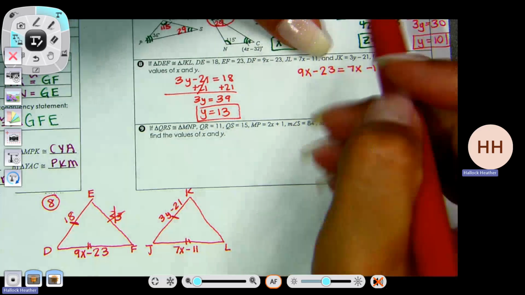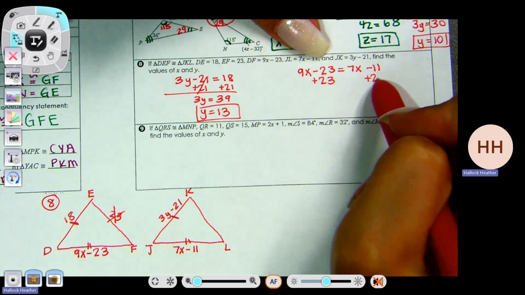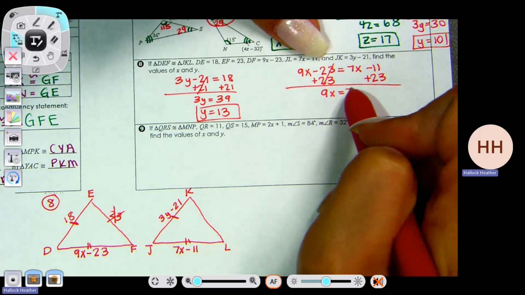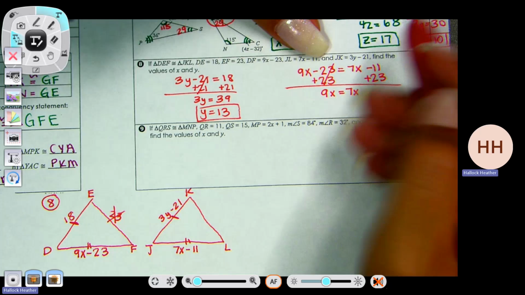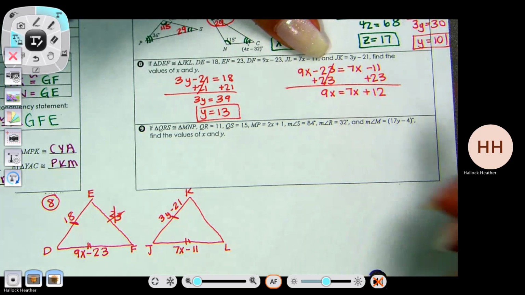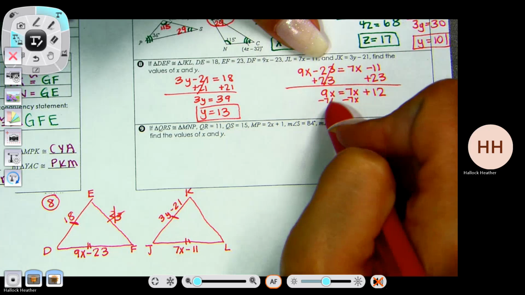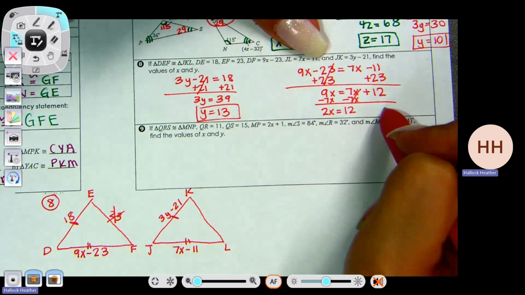And then the X, obviously you have numbers on both sides and X's on both sides. So you just have a little bit more work, but it's not bad. So I'm going to add 23 to get rid of my negative. 9x equals 7x. Negative 11 plus 23 gives me how much? 12, good. And then I'm at minus 7x. So 2x, good. So x equals 6, nice.